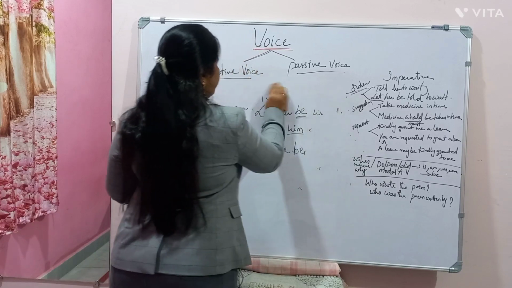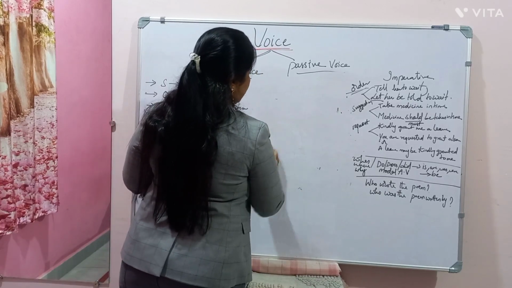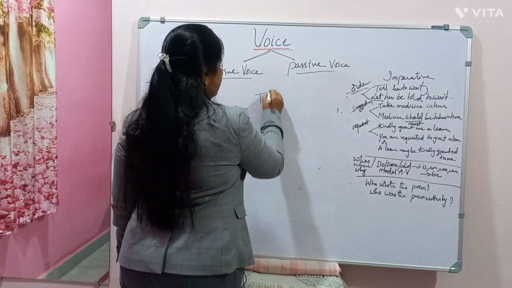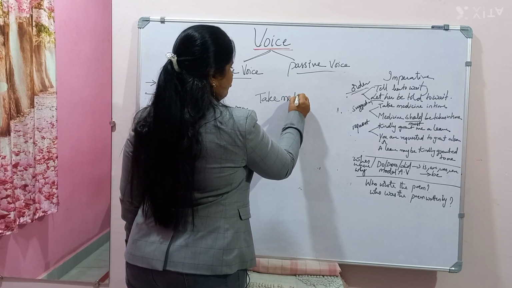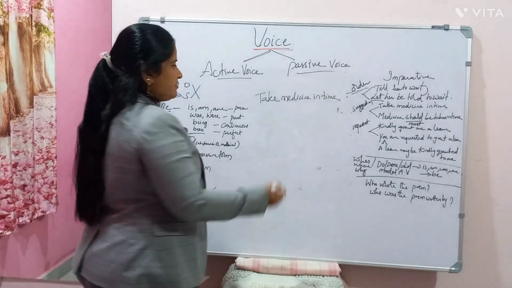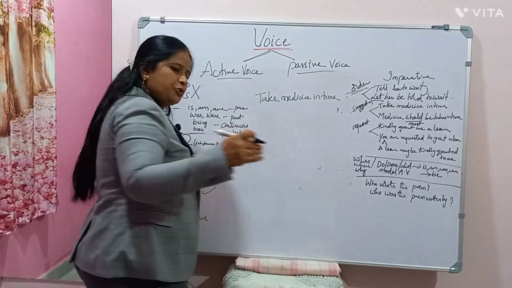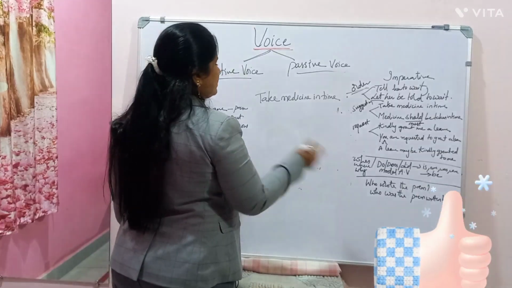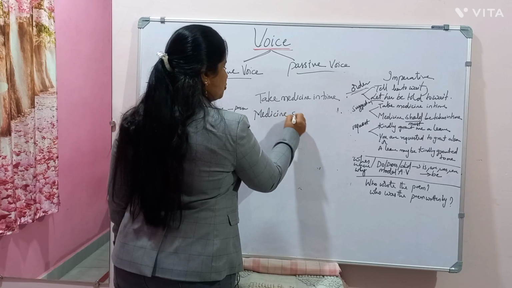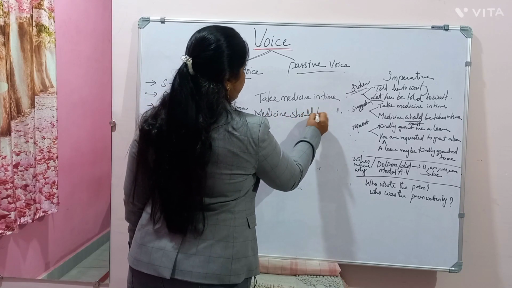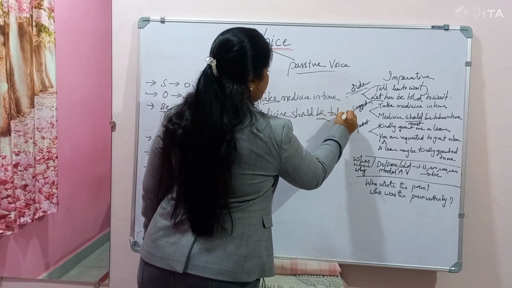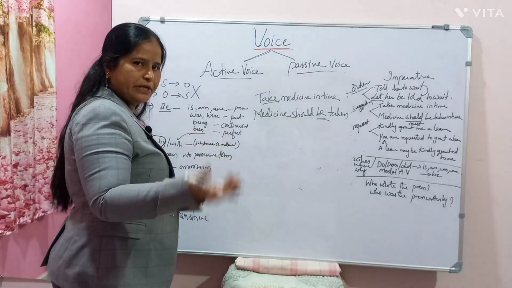So this is how we make the active into passive for orders. In the imperative, the order sentences are changed like this. Now suggestion sentences. One I have taken is: take medicine in time. It's a suggestion. Such sentences take either should or must. Medicine is our starting word. Medicine should be taken in time. Take is the verb.